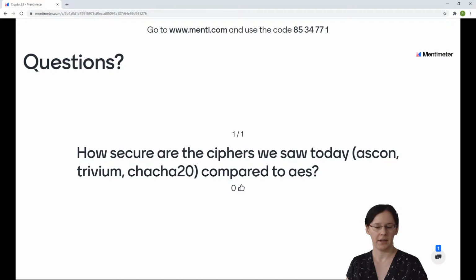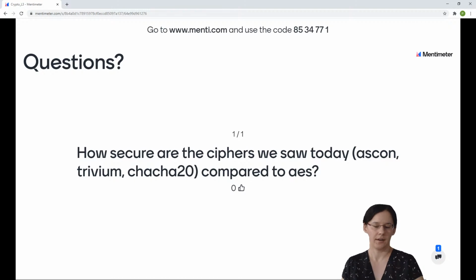ASCON has a similar age. It has seen, I would say, more analysis than Cha-Cha 20. It is, however, not really used in any big production designs yet. But during the ongoing competition, of course, many people are looking at it. So we by now have a very good trust in its security. It also has a very good security margin, like the AES.